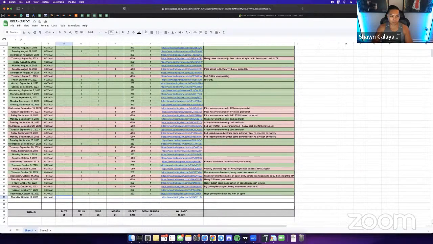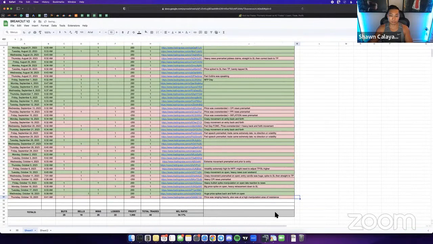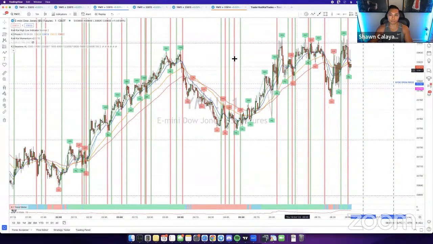So let me just put this over here real quick. This was for a buy. It was a loss, -250. Let me see, I'll put notes here. Price is ranging heavily. Also was at a high manipulation area of resistance. So, all right. Looks like Vince took the liquidity. It's all good, Vince, it happens. But to everybody else who just kind of followed the lead there, probably a good decision. You guys skipped all of the entries that we marked up at that point.